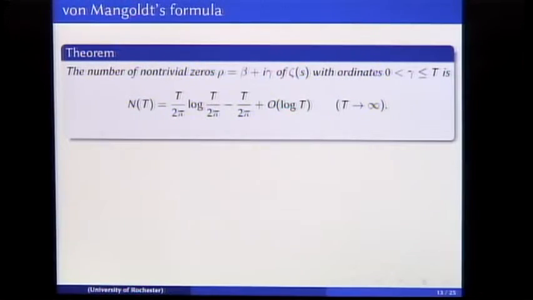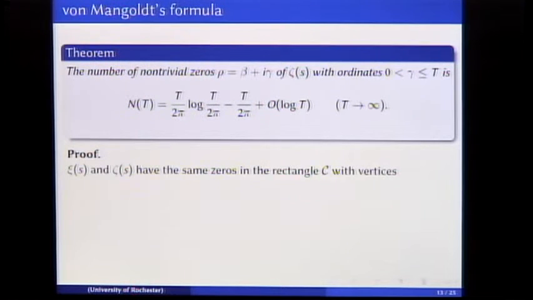Okay, so a reminder, the formula we're talking about is that if you look at the zeros of the zeta function in the critical strip up to height T, from the real axis up to height T, then their number is given by this relatively precise formula. Okay, so let's give a proof of this. We're going to work with xi instead of zeta. Remember, they have the same zeros, so you can do that.